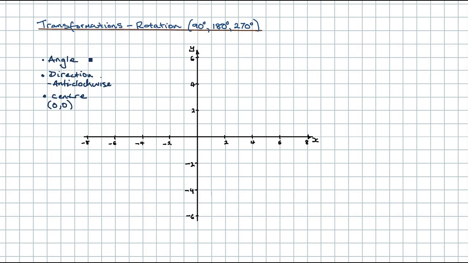So we've got three angles that we're going to go through. We've got 90 degrees, 180 and 270 degrees, but we're going to set the direction as anti-clockwise, and we're going to set the center at the origin 0, 0.